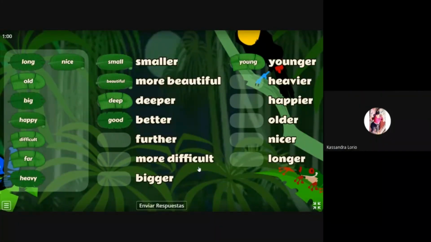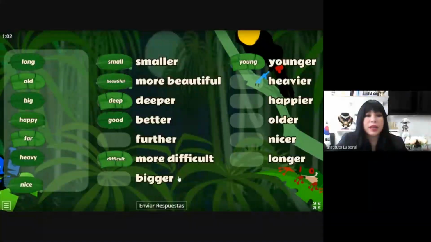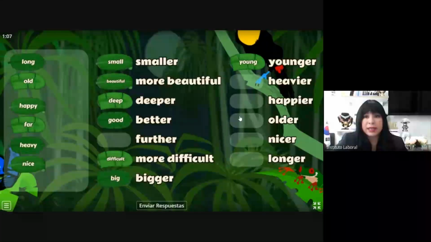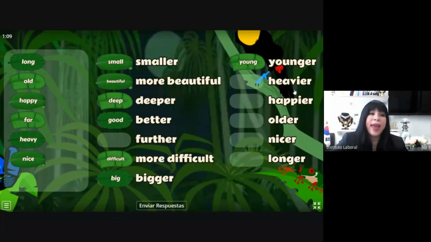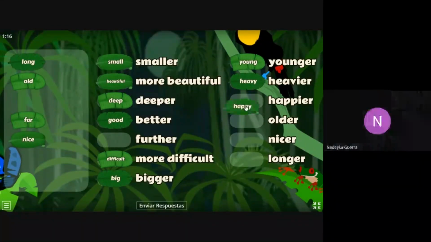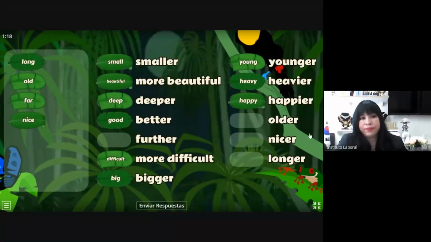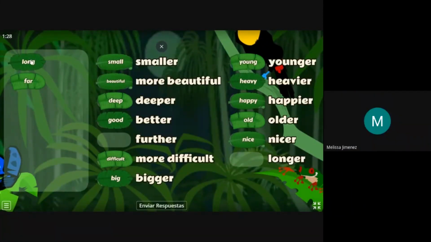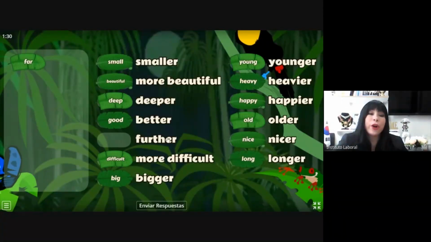More difficult is the comparative form of difficult. Bigger. This is the comparative form of big. Excellent. Heavier is the comparative form of heavy. Excellent. Happier is the comparative form of happy. Older. Old is the comparative form of old. Nicer. Nice. Longer. Long. So we go back to further. Further is the comparative form of far.